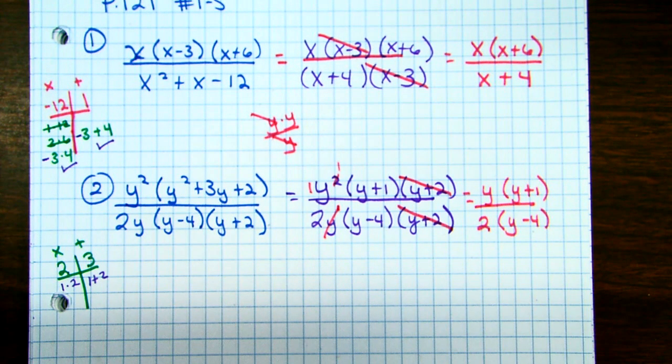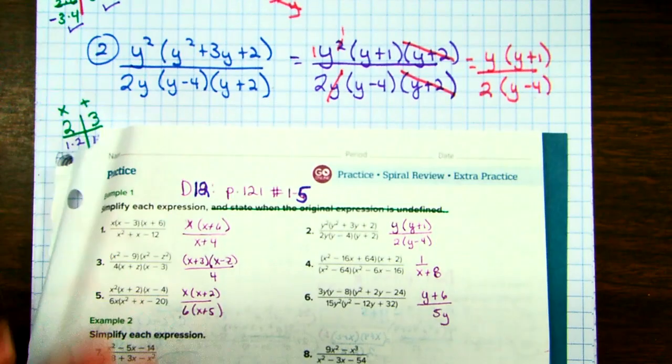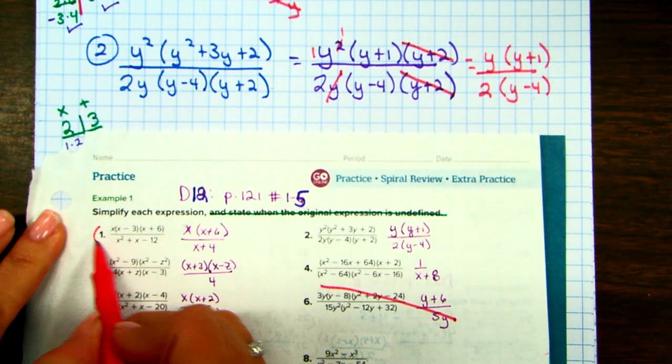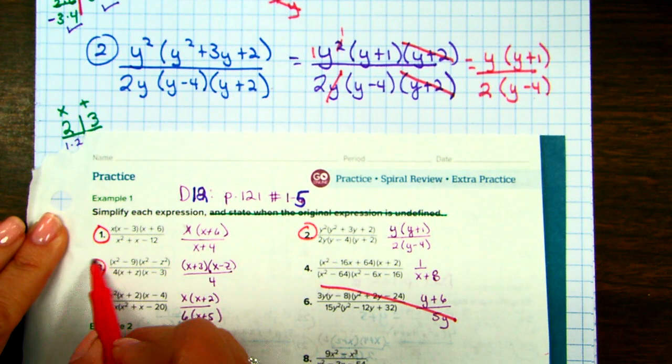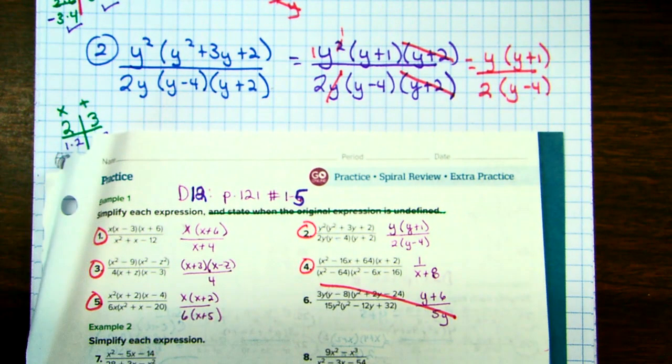Now I'm going to put the last few up. The answers are there, not the work. You need to do the work. Okay? So you're doing 1 through 5. Not 6. You did 1 and 2 together. You're going to do 3, 4, and 5. Remember, these are the answers, not the work.